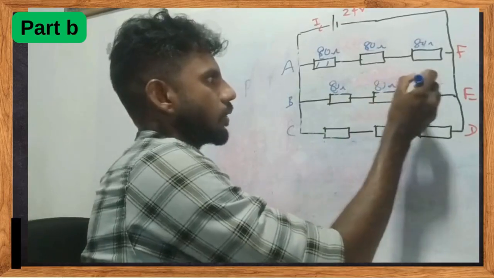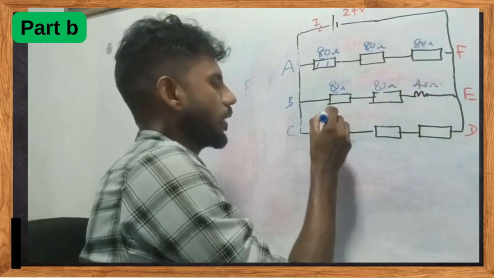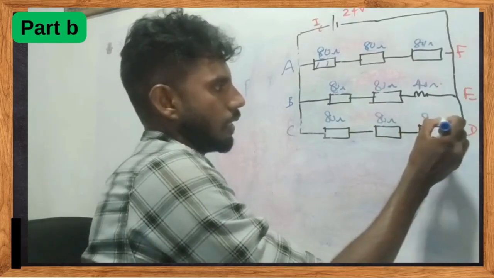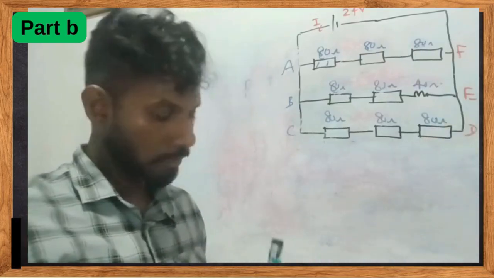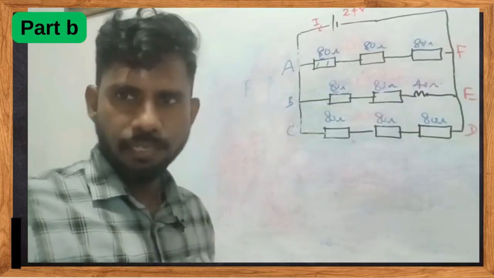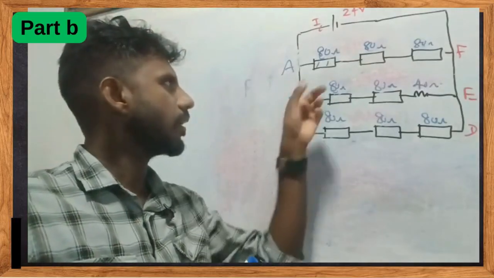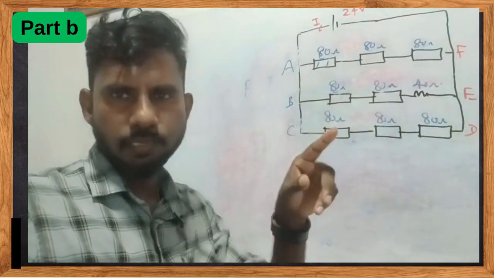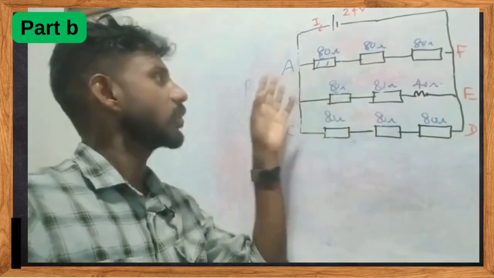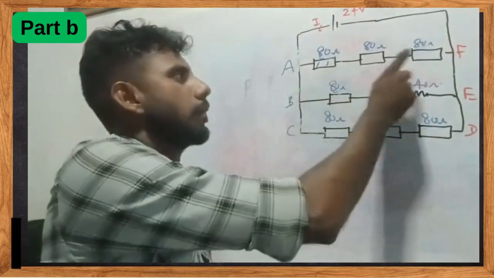Here it's 80 ohms, and here they have given it's 40 ohms. Here it's 80 ohms, and here it's 80 ohms. Here it's 80 ohms, right? Between A and F, students, you can easily see its current electricity. These three resistors are in series with each other, right? So you can directly add them, 80 plus 80 plus 80.